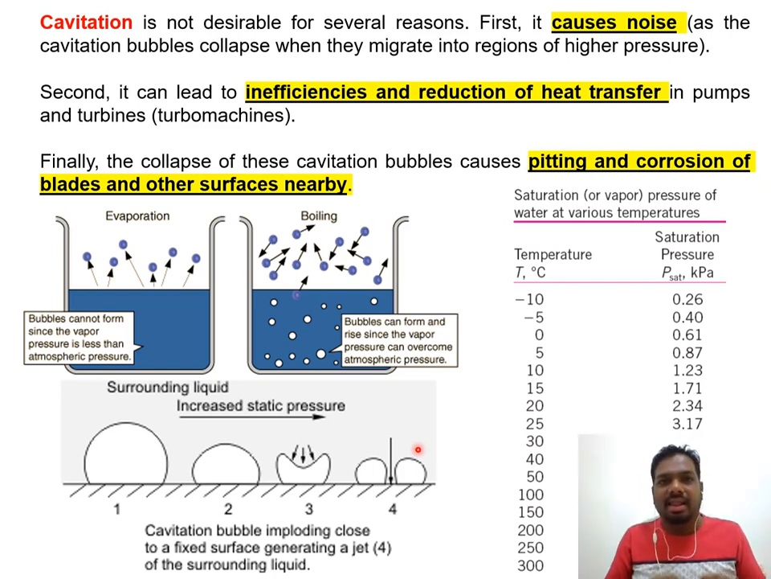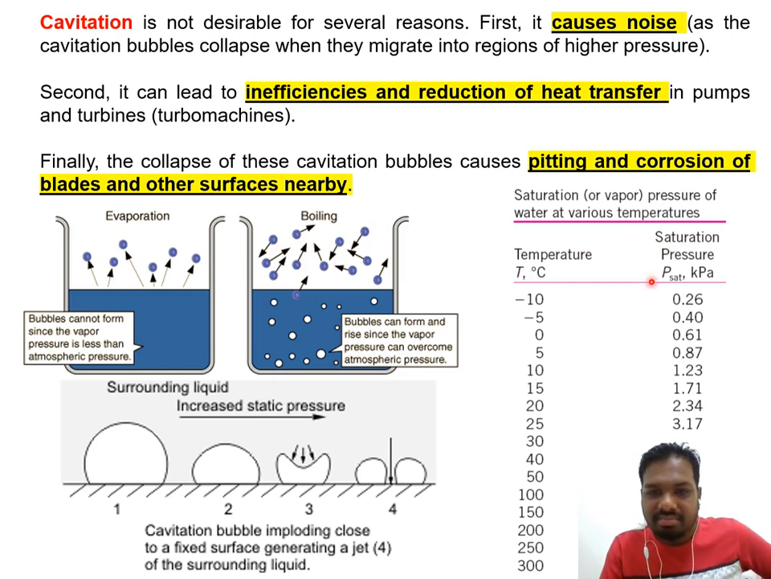Especially when you have a hydraulic application, it will make your equipment faulty. So you need to do a lot of maintenance or change to new parts. You can see here the saturation or vapor pressure of water at various temperatures. At different temperatures, the saturation pressure will differ. This is the minimum pressure, or the saturation pressure, for water at different temperatures.